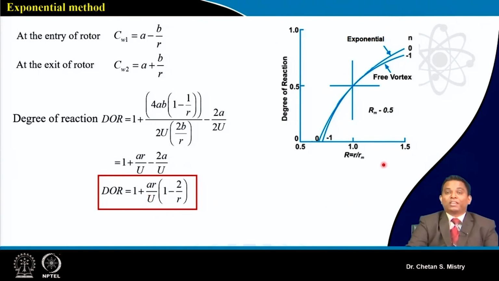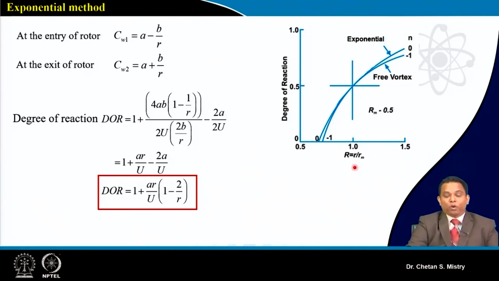So let's look at what is happening and what numbers we are discussing. We have discussed two approaches, where we consider n equal to -1 and n equal to 0. This plot represents what is happening along my span, and this represents the variation of degree of reaction. Somewhere on the downside you will have your hub, and somewhere here you will have your tip. Just do not get confused, this is normalized with respect to my midsection.